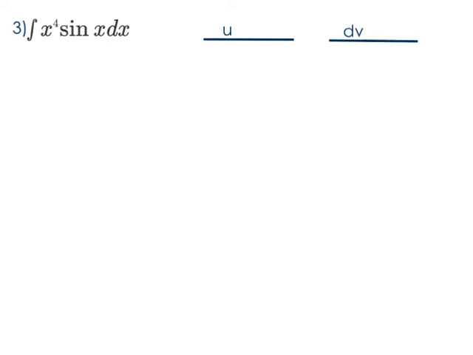Our dv is our main focus. I want to have my function that's not going to get any more complicated when I integrate it. So pause, think about it, pick your u and your dv, and come back to me. Okay, so our dv, the one that's not going to get any more complicated if I integrate it, is my sine x. And our u, which is going to get simpler when I take its derivative, is going to be x to the 4th.